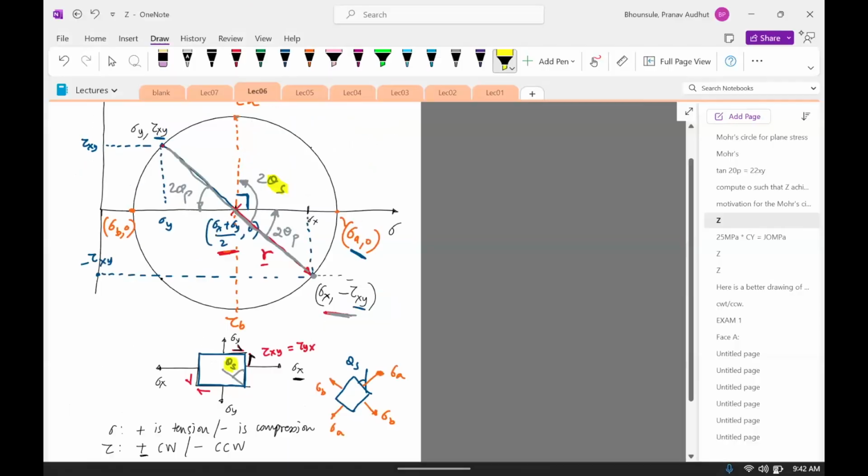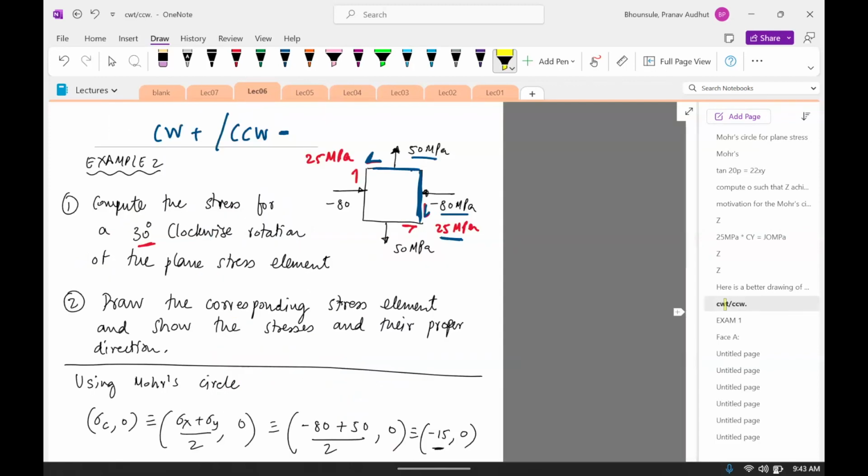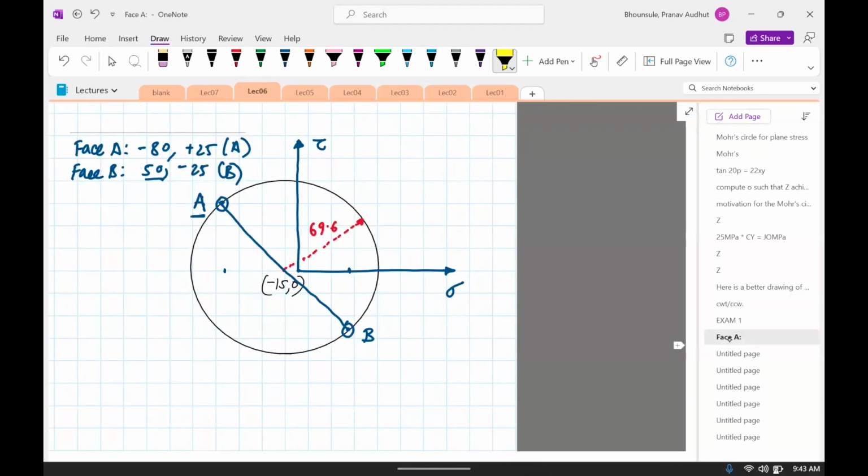So what we're looking at here is we're trying to rotate by 30 degrees for the plane stress element. So we are interested in rotating 60 degrees clockwise on the Mohr's circle. So we go back to the Mohr's circle and rotate this by 60 degrees, so 60 degrees clockwise. I'm going to make a guess that 60 degrees is somewhere here.